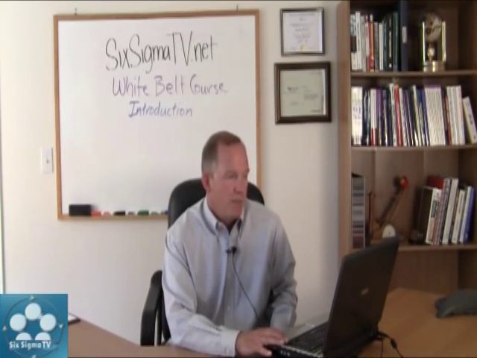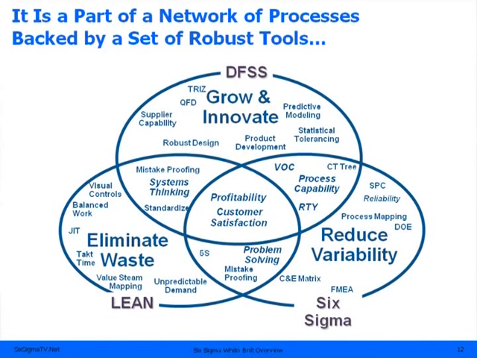So Lean Six Sigma is also a part of a robust set of tools. On this slide, it shows you where we have Lean, which is eliminating waste, and Six Sigma, which is focused on reducing variability. Then we have this thing called DFSS, which is called Design for Six Sigma.